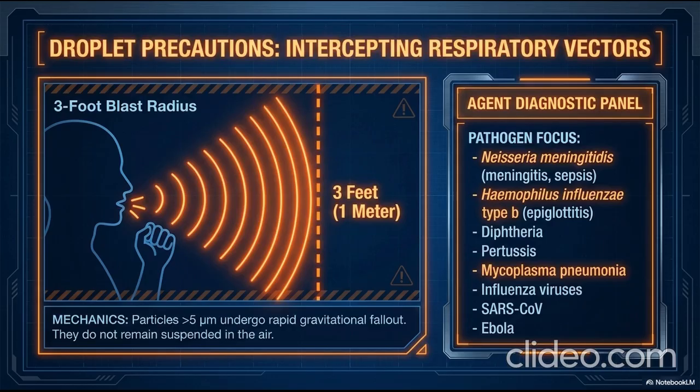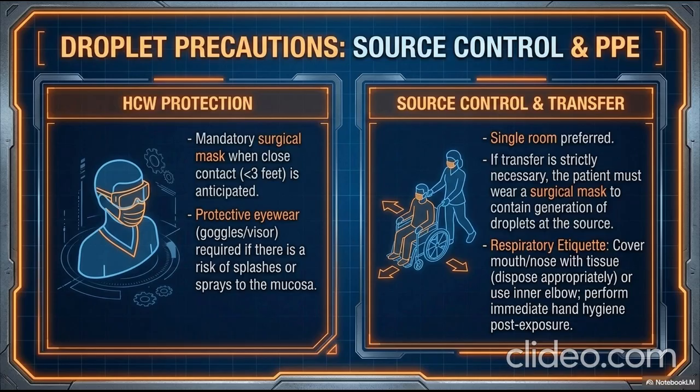Slide 8. Airborne precautions, the invisible threat. The invisible threat involves aerosol-transmissible diseases, ATDs, like Mycobacterium tuberculosis, measles, and varicella. These droplet nuclei stay suspended for hours and travel along HVAC currents. Standard surgical masks fail here because they lack the peripheral seal and filtration density to intercept particles at this micron level. Airborne isolation is a marriage of personal protection and high-level architectural engineering.